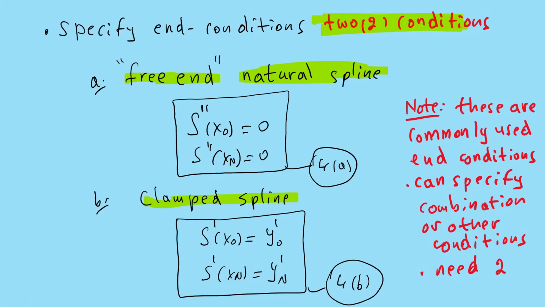zero. Another common choice is a clamped spline, where we specify the first derivative at the end points. In other words, we force the slope of the curve at the beginning and the end point to match the known values. These are the two commonly used boundary conditions, but other combinations are also possible. The important point is that we always need two independent conditions to uniquely determine the splines.